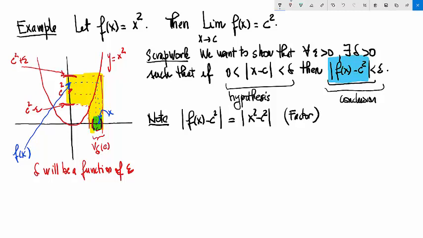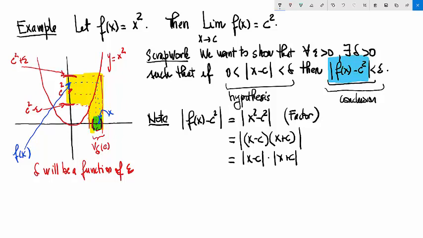And why will we do that? Why will we factor this? It's because I want to make a statement about the difference between x squared and c squared, but I don't know how to do that. I know how to control the distance between x and c. I don't know yet how to control the distance between x squared and c squared. But the fact that I can factor in terms of x minus c maybe will be helpful. So we know that this is just x minus c times x plus c, and the absolute value of a product is a product of absolute values.